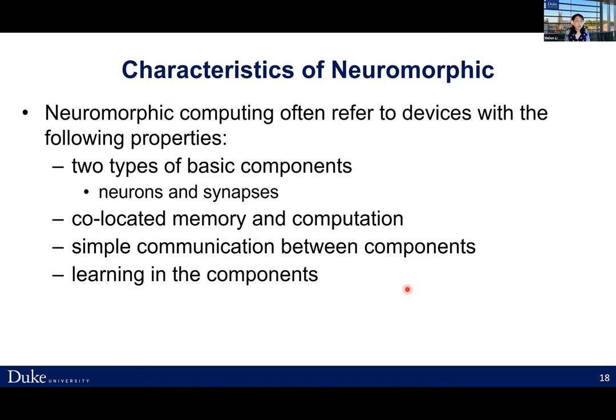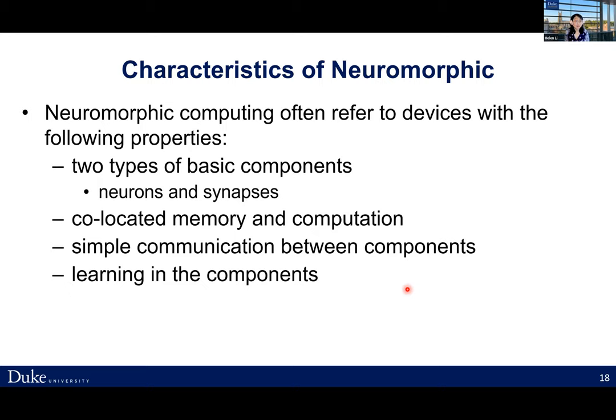Usually, it has co-located memory and computation, meaning computation is conducted where the data is stored. From a computing system development perspective, this can reduce the cost of data exchange and improve the computation or processing efficiency. The way signals communicate between components is important as well. The general understanding is that locally there are dense connections, but globally the communication is sparse.